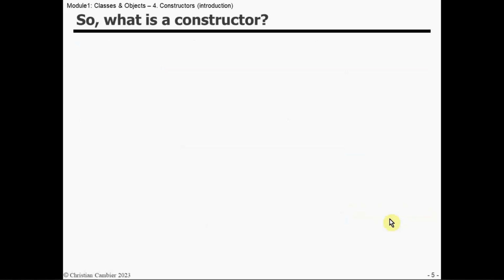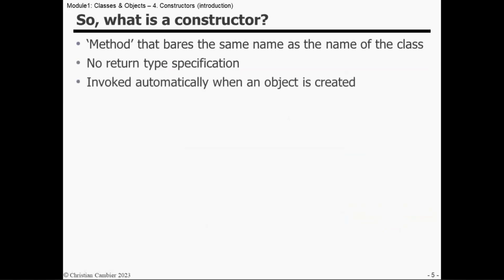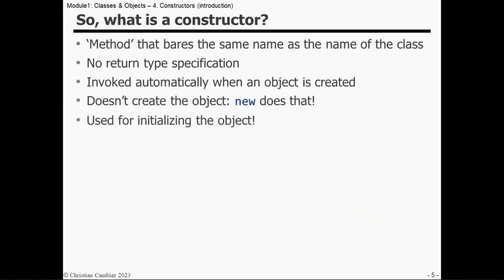So what is a constructor? It is like a method that bears the same name as the name of the class. No return type specification, so no void, int or whatever. Invoked automatically when an object is created. And important to note is that it doesn't create the object. New does that. Because once the constructor is executed, the object already exists. We have access to the object via the this pointer. So this implies that the object already exists. So it is used for initializing the object.